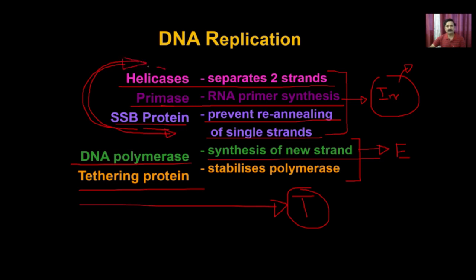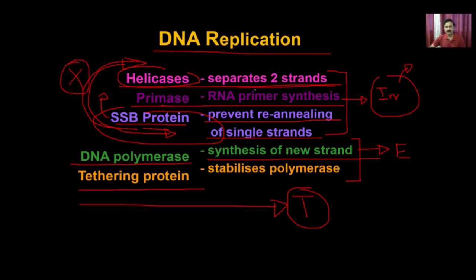For example, when the helicase comes, it separates the two strands, and only then the SSB will come, because if the SSB comes before and the helicase comes later, then they will not be able to work properly. Because of that, the scientists have decided not to use any of these enzymes for DNA replication, even for genetic engineering purposes. They have only used this enzyme for genetic engineering.